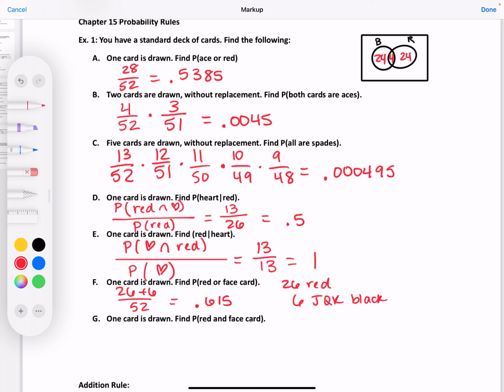So with something like a deck of cards, where you know how many of each thing exist, I will often just do the adding. I won't go through and make the Venn diagram and split everything up. But when it's just numbers thrown at you or decimals that are already given to you, you kind of have to do the Venn diagram to figure out where the overlap is and stuff like that.